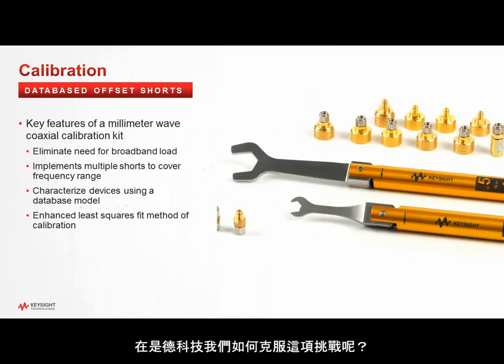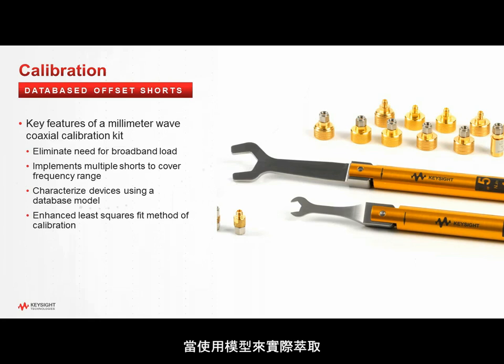So how did we in Keysight address this challenge? Well, what we did was develop a mechanical cal kit using a 1 mm IEEE standard connector, characterized 4 shorts, an open and a load, providing us with full coverage across the frequency of the measurement system. It eliminated the need for a broadband load. It implements multiple shorts, as I said. And one of the other things is each of these devices is characterized. We have what we call a database model that describes them.